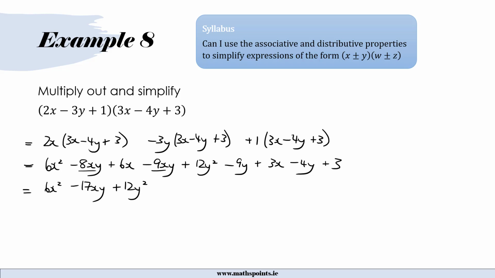X's, we have 6x and 3x. They join together to give us 9x. And then the y's, we have minus 9y and minus 4y, which gives us minus 13y. And finally, the only constant in the question is plus 3. Now, in a question like this with so many variables and so many different types, nothing else is common in this last line. So there's no like terms in the last line, even though we have lots of x's and y's, they don't go together.